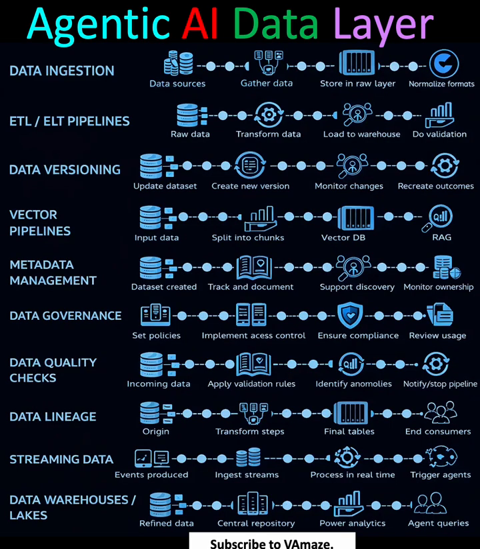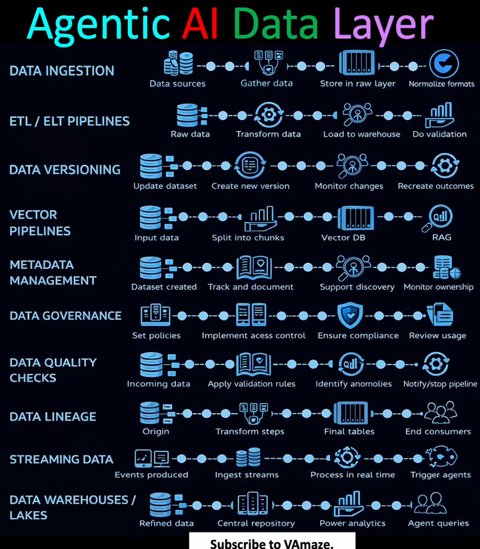Layer 8, data lineage. Data lineage tracks the full journey. Origin, every transformation step, the final tables, and the end consumers, including your agents. When an agent produces an unexpected output, lineage lets you trace back to the exact source data and every transformation it went through. This is your audit trail.